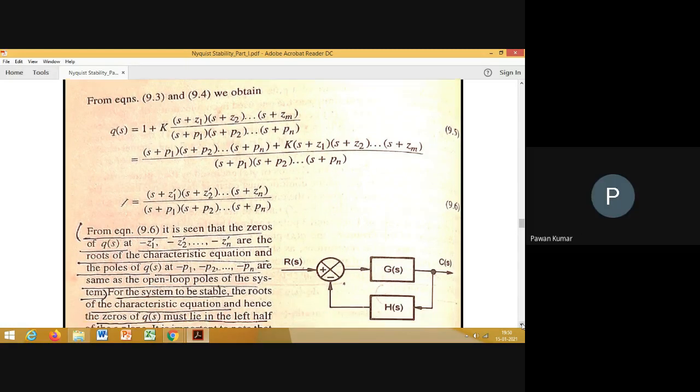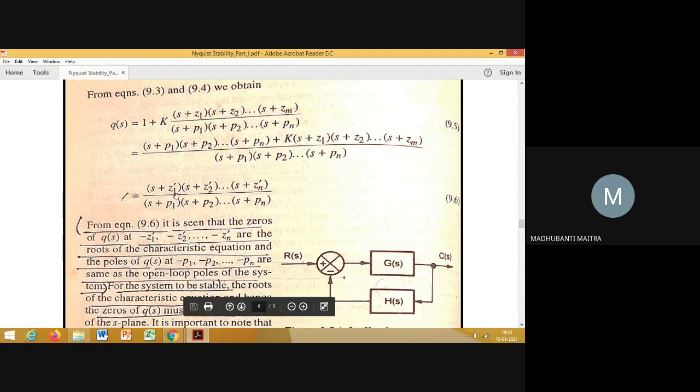So the locations of the poles of the characteristic equation are known to us since we know the open loop transfer function of the system. So where those minus pjs are located can be determined by simply inspecting the open loop transfer function of the system. Okay.